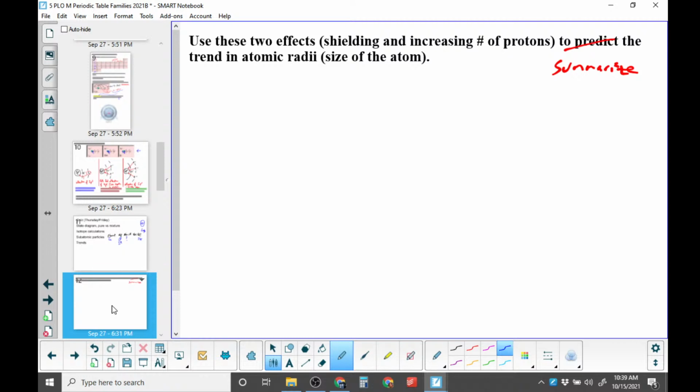So, to review from last day, using these two effects, shielding and the increasing number of protons, to summarize the trend in atomic radii, draw a periodic table. Write this down, draw a periodic table. Look at that beautiful periodic table. It's getting there. It's getting there.